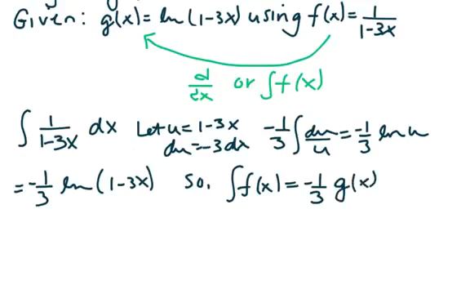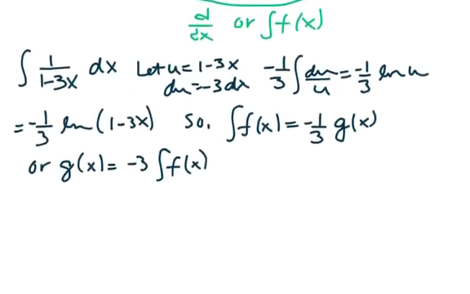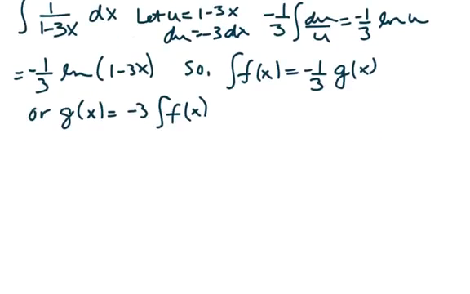So if I solve for g of x, I get g of x is equal to negative 3 times the integral of f of x. So this is important right out of the gate to see what the relationship is between f and g. So where I would proceed next is to work with f of x.